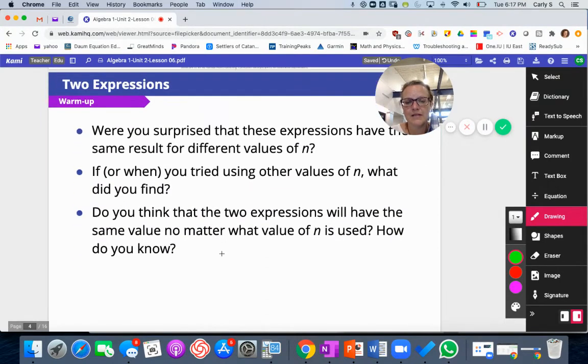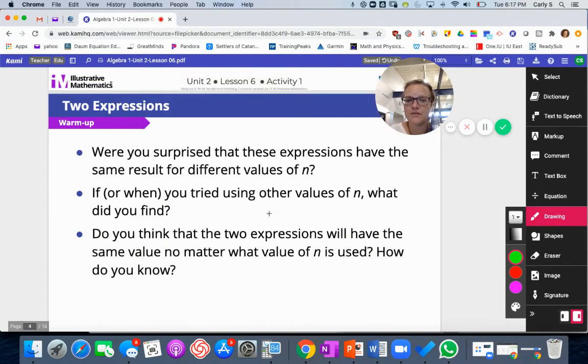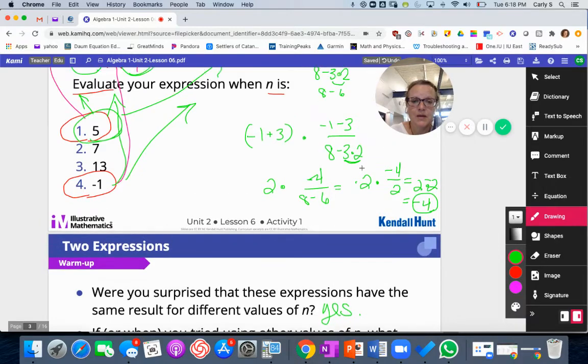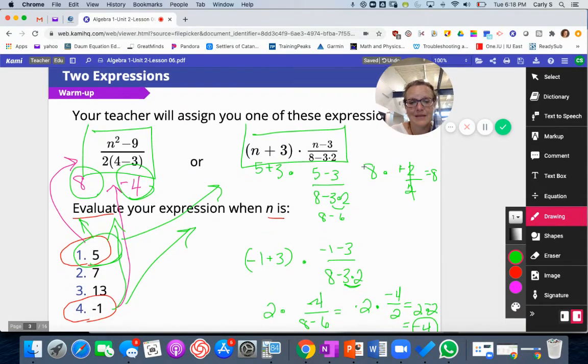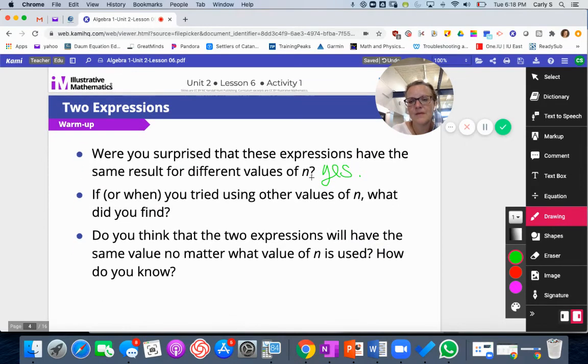Were you surprised that these expressions have the same results for different values of n? I was. I mean, I know that's what we're learning, so I really wasn't. But those equations, if you look at them, look so different, yet they provided the same solution. If or when you tried using other values of n, what did you find? Well, we tried just two, but I'm going to say no matter what n is, you get the same answer.